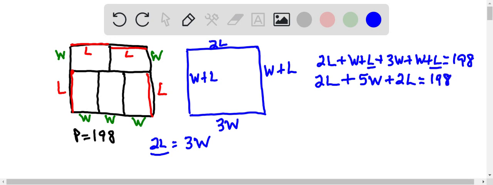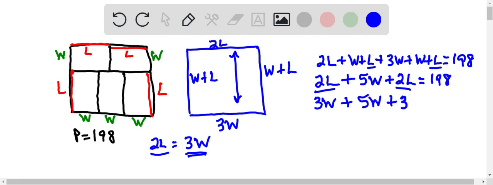The reason I'm going to do that is because every 2L I could replace with 3W. So everywhere I see a 2L, I'm going to replace it with a 3W. Remember, rectangles, the opposite sides match. So these must be the same as each other, so I can replace them. Replace that 2L with a 3W. Now everything has W's in it, which makes it so much easier to solve because they're like terms. I can combine them. So what is 3 plus 5 plus 3? It's 11.